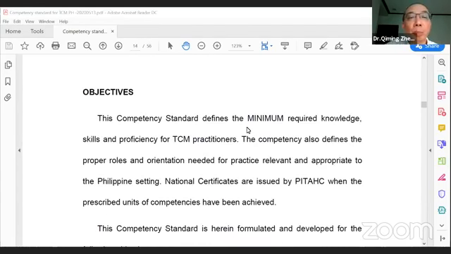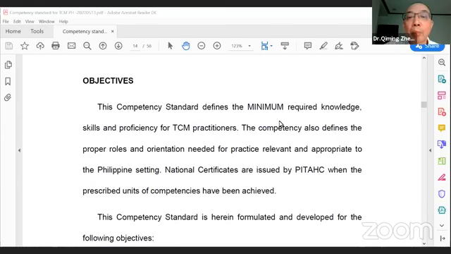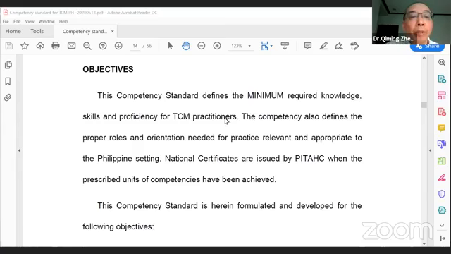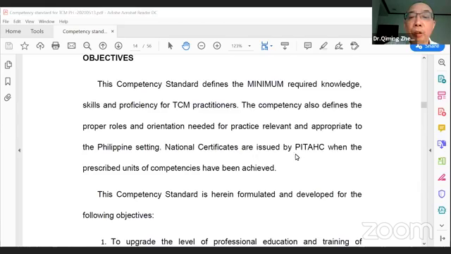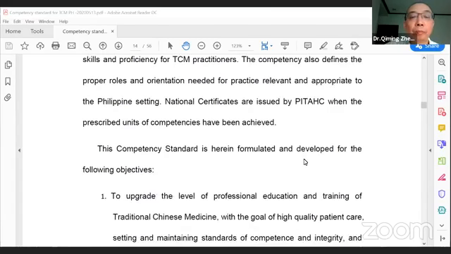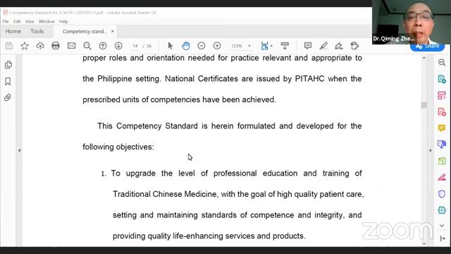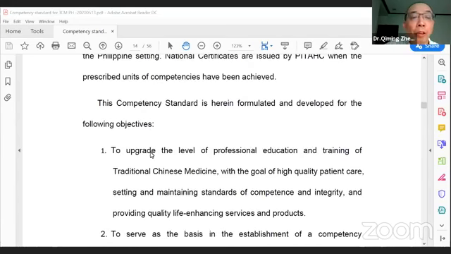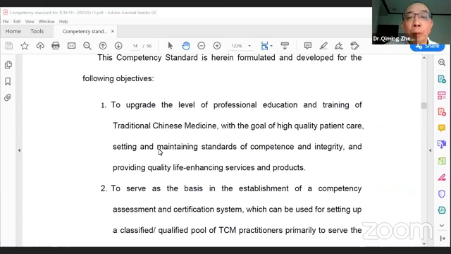The objectives of this competency standard define the minimum required knowledge, skills, and proficiency for TCM practitioners. The competency also defines the proper roles and orientation needed for practice relevant and appropriate to the Philippine setting. National certificates are issued by the Philippine Institute for Traditional and Alternative Healthcare when the prescribed units of competency have been achieved.